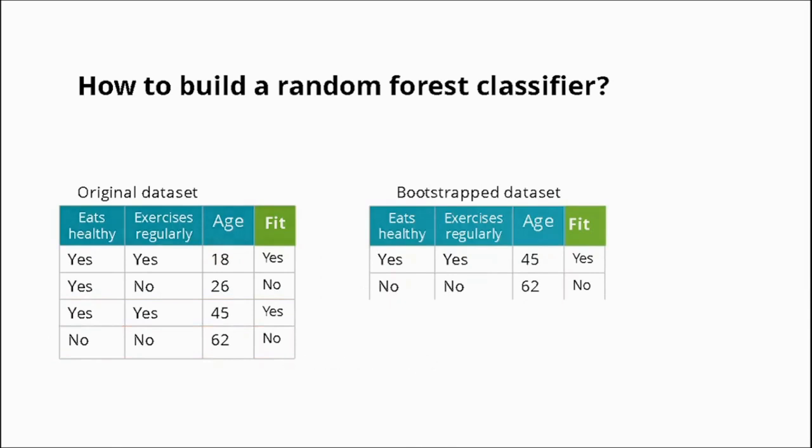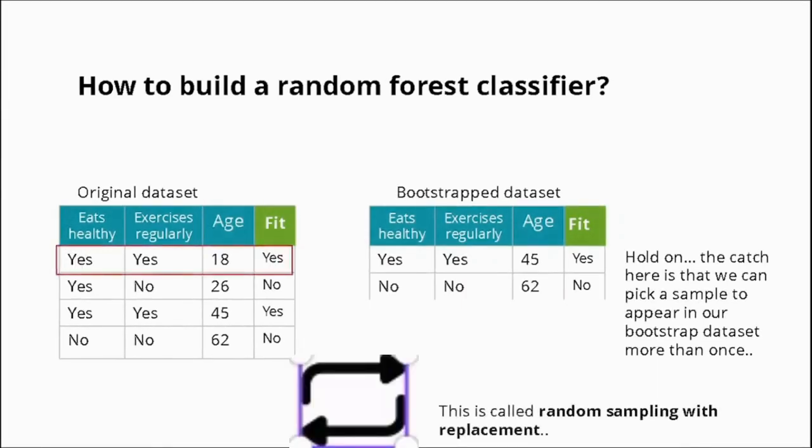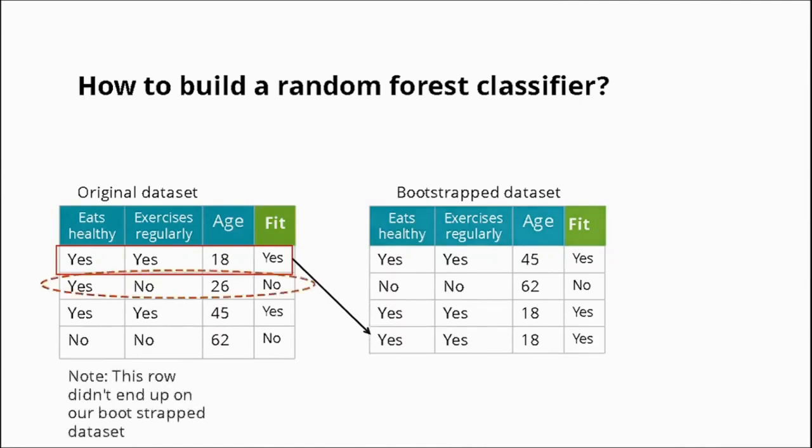Hold on, there is a catch. The catch here is that we can pick a sample to appear in a bootstrap dataset more than once. So we can repeat our samples while copying from the original dataset to the bootstrap dataset. This technique is called random sampling with replacement. With that said, let's make this sample appear twice in our bootstrap dataset. It will come in the third and the fourth row of our bootstrap dataset. Note that this row didn't end up in our bootstrap dataset. Poor row.